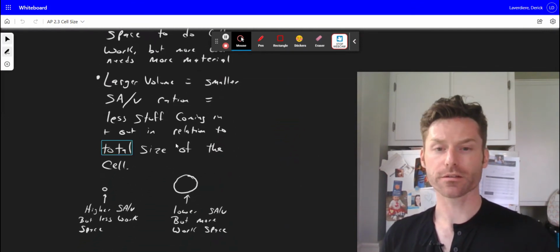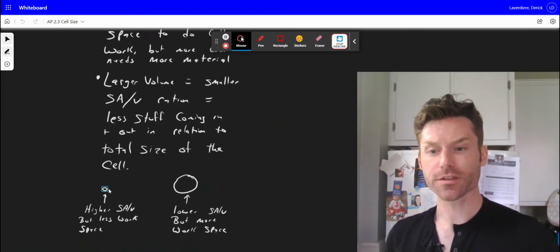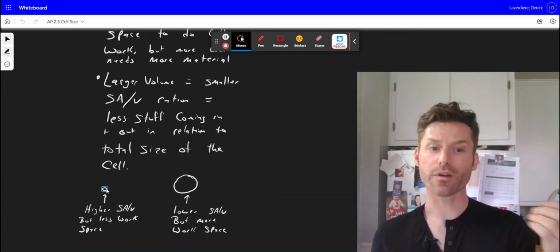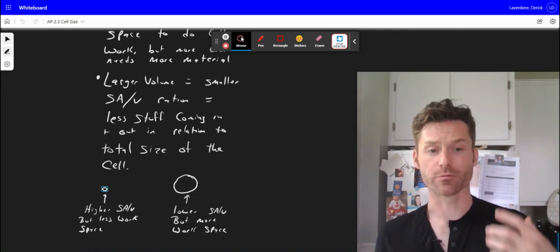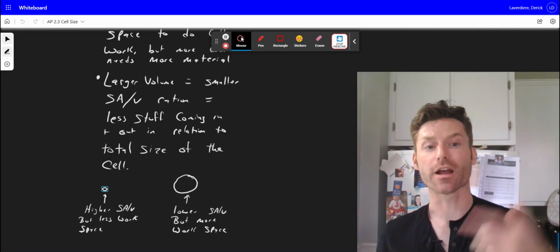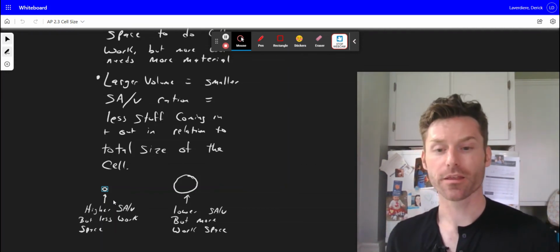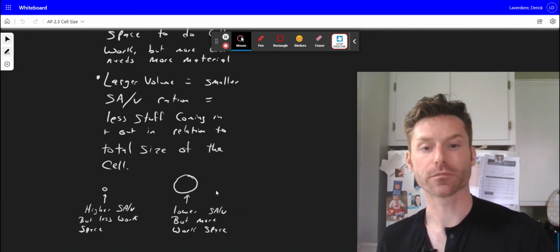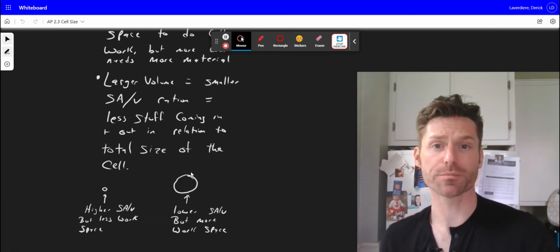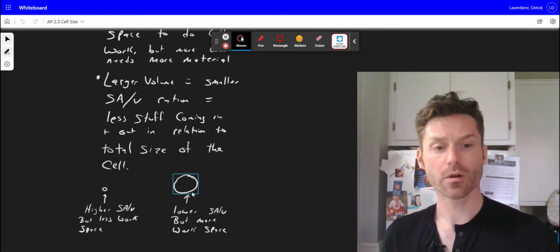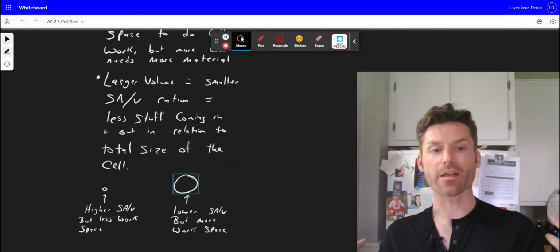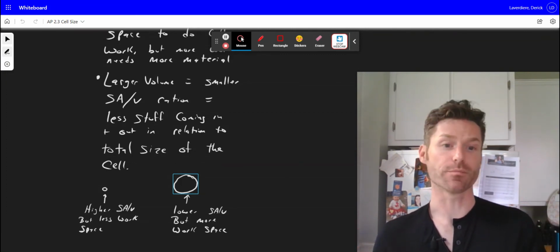And here's a little model that demonstrates that. So this tiny little cell would have a very high surface area to volume ratio. So it can move stuff in and out a lot more quickly in proportion to its own size than this cell here. Right? But obviously this cell has a lot more space to do work in. And so the cells are trying to find this balance of what size to be.